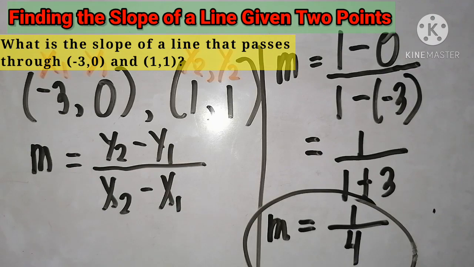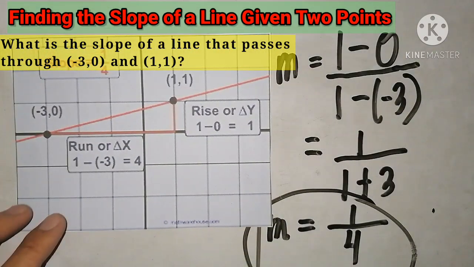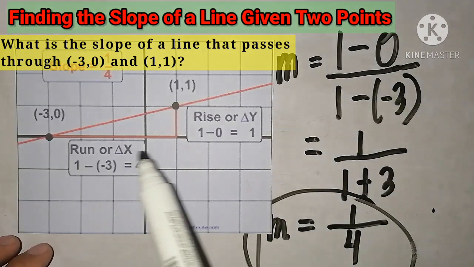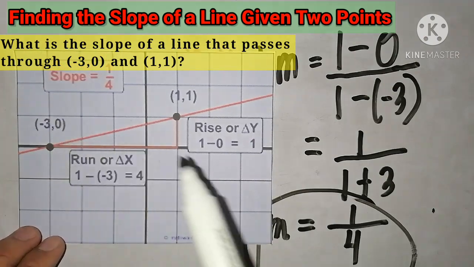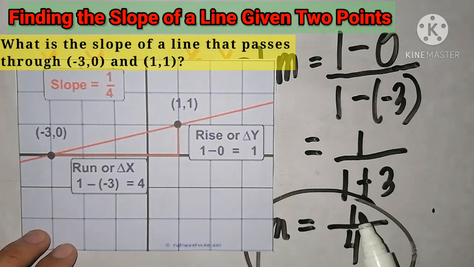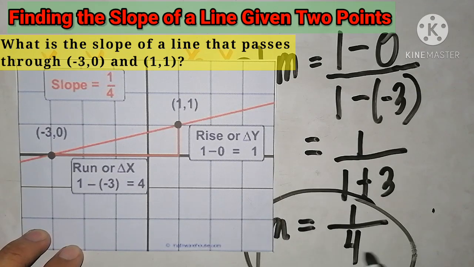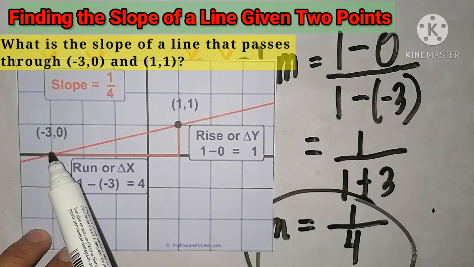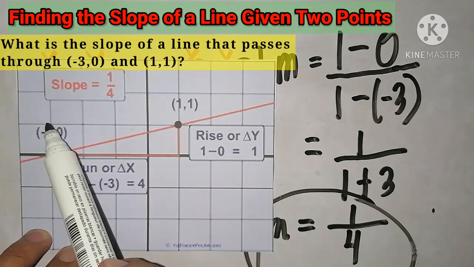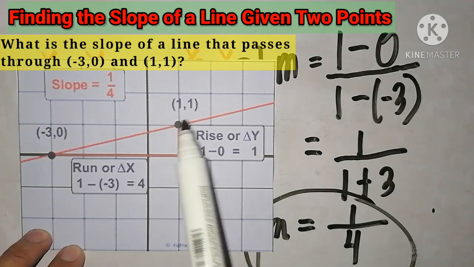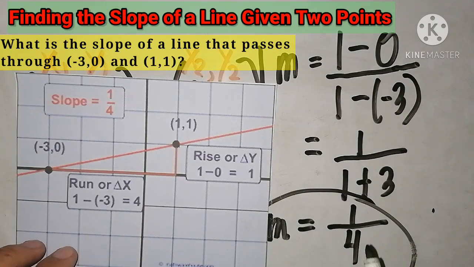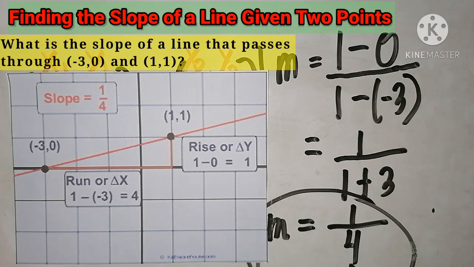So to check, I have here a piece of paper. Diba? We graph 1 and 1, then the given is negative 3, 0. So to solve for the slope, our answer is equivalent to 1/4. Why 1/4? Since the slope is positive, and this is negative 3, 0, we rise 1 unit upward, then we run to the right 4 units. So we have 1, 2, 3, 4. So therefore, our slope is equivalent to 1 over 4 for example number 2.